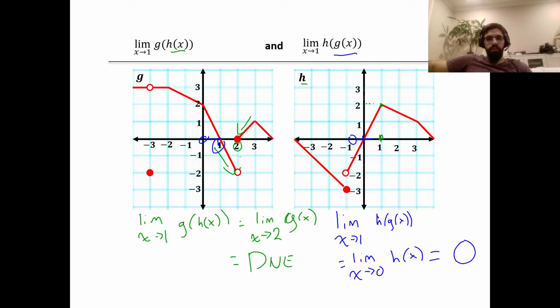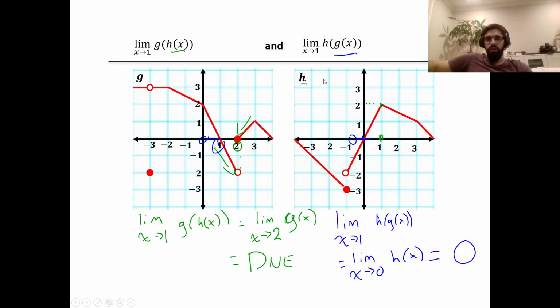To drill that point down a little further, let's look at an example, and this is probably more similar to what you would see on a quiz, hint hint wink wink. So the limit as x approaches 1 of g of h of x means we're going to find the limit as x approaches 1 of h of x first, and then whatever that answer is, that's going to be the input for the limit as x approaches that number of g.